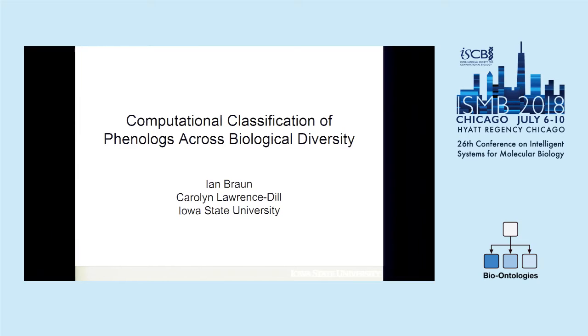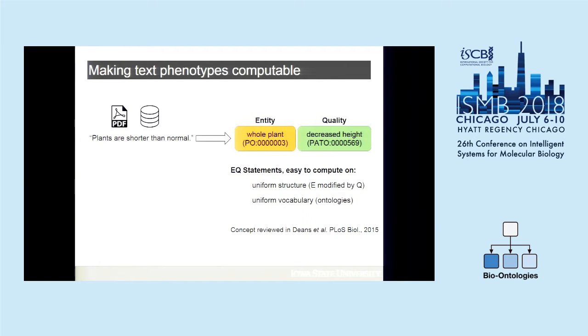I'm Ian Braun. I'm a grad student at Iowa State University in Dr. Carolyn Lawrence Still's lab. I'm going to start by telling you a little bit about the tool that I'm building for my research, and then I'll move on to one potential use case of the tool, and then I'll briefly give an overview of the methods I'm using.